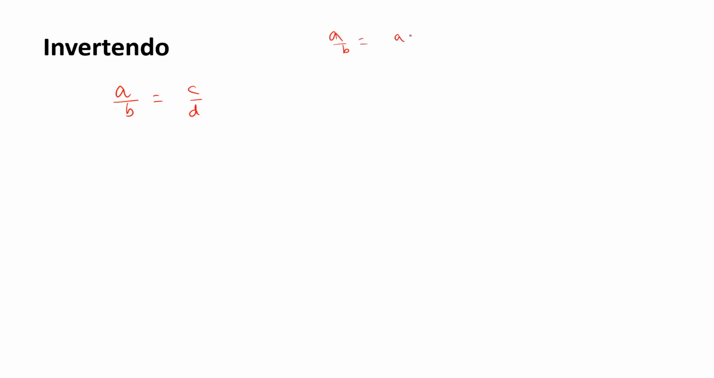A by B is nothing but A is to B. That means A upon B is nothing but A is to B. The ratio A is to B can be written as A upon B also. We all know that. If A by B is equal to C by D, then according to the invertendo property, B upon A is equal to D upon C. This is the invertendo property.